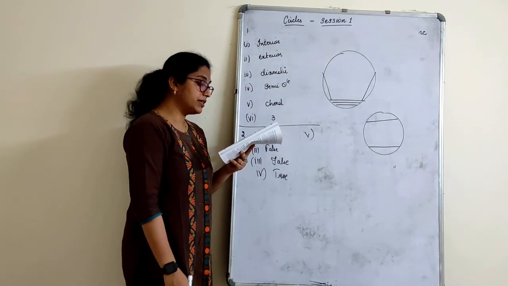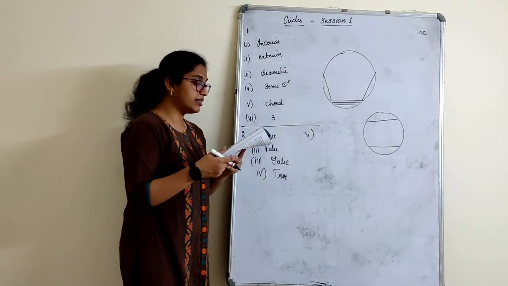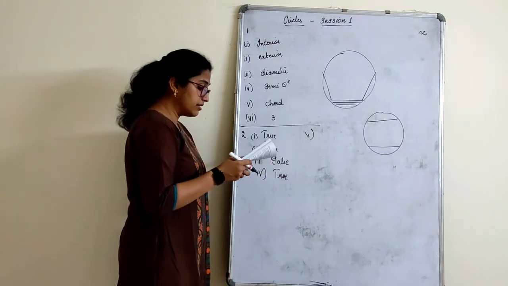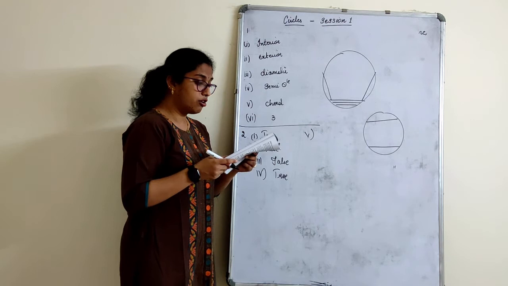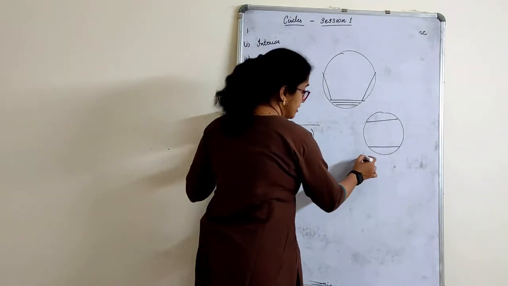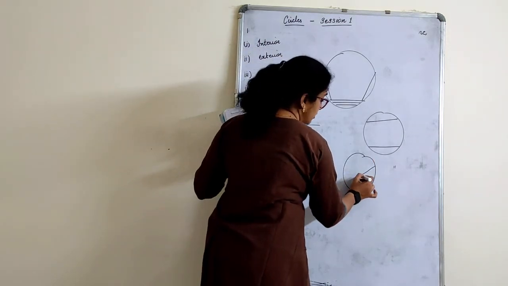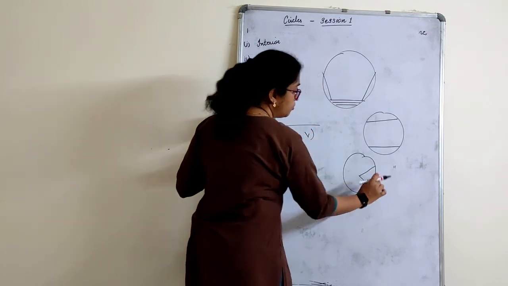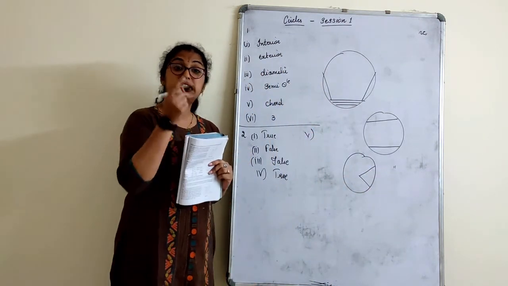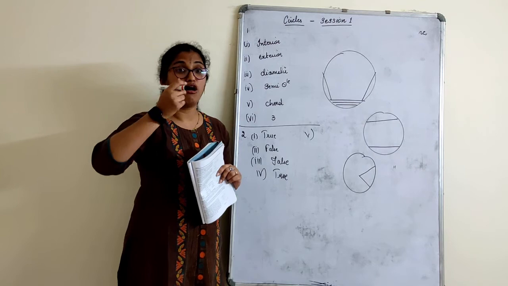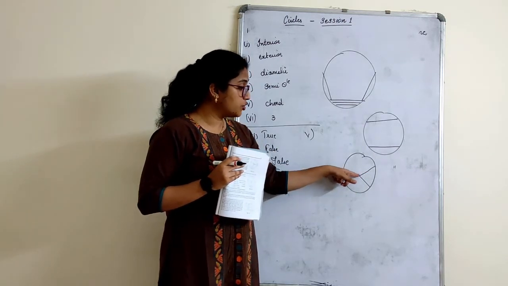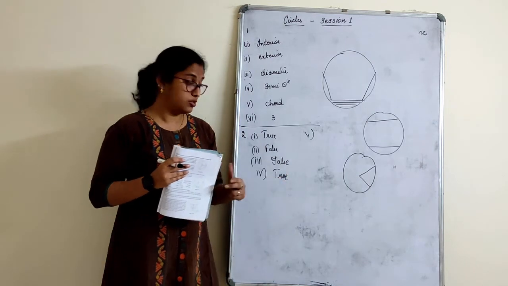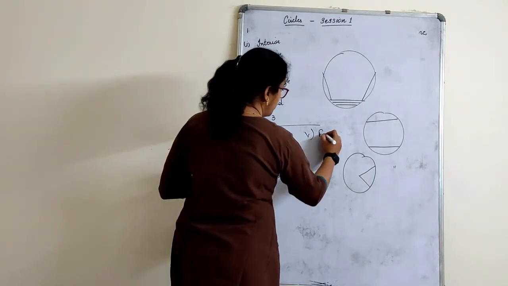sector is the region between the chord and the corresponding arc. Is that so? Sector is the region between the two radii of the circle. Segment is the region between the chord and the corresponding arc. Sector is the region between two radii of the circle. So, fifth one is false.